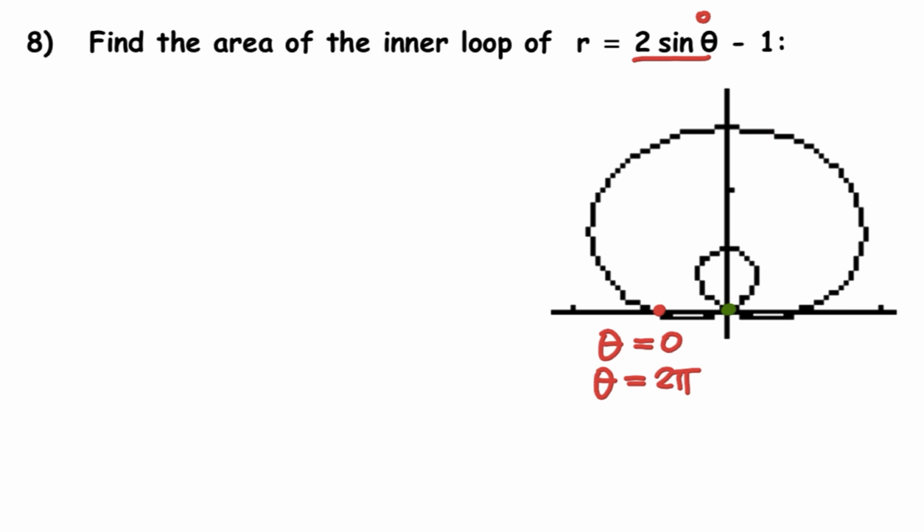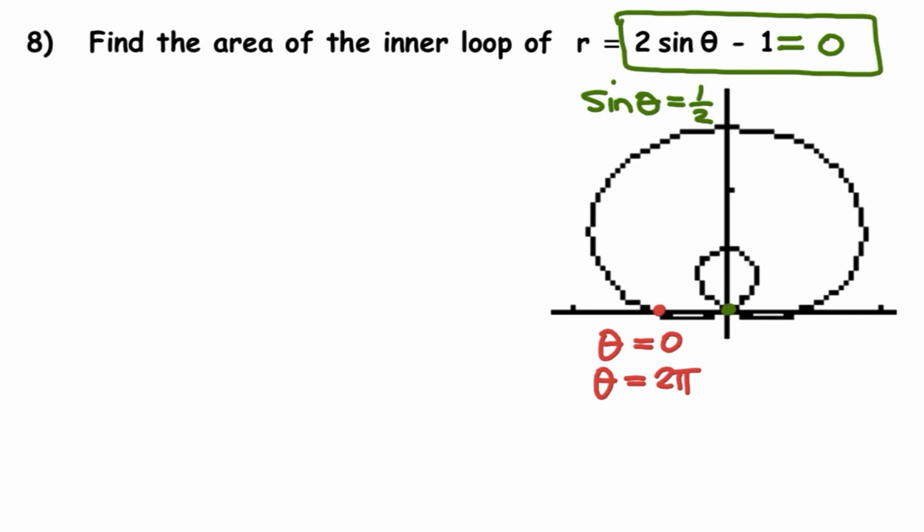Well, at the green point, I know that the radius itself is 0 because you're at the origin. By setting the radius equal to 0, you can see that sine of theta would have to be 1/2. And that would occur in two places. Either theta is pi over 6 in quadrant 1, or theta is 5 pi over 6, and that's in quadrant 2.